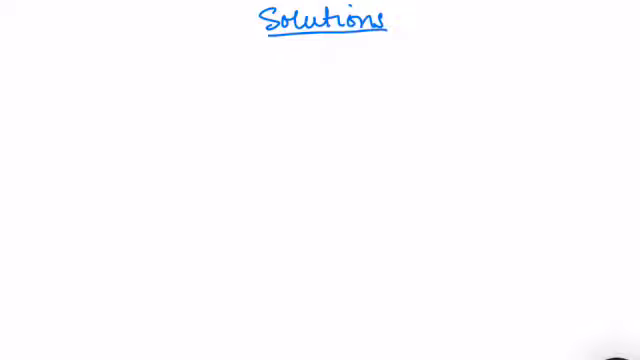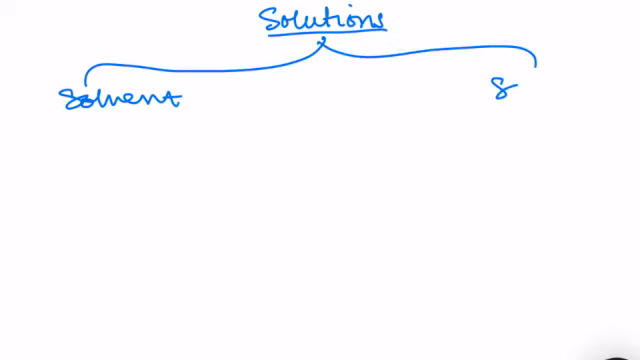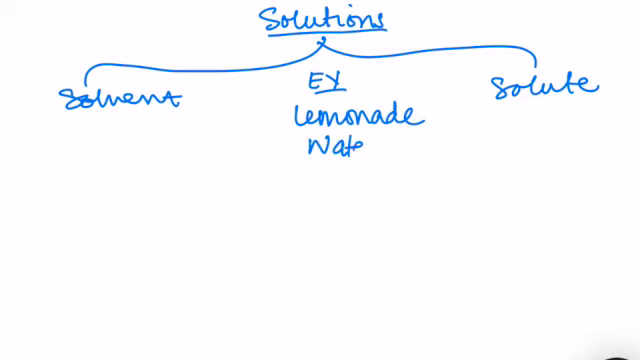Hello! In this video, we are going to be talking about solutions, acids, and bases, and we'll briefly talk about buffers. So, a solution is basically a mixture of a solvent and a solute. And when we're talking about mixtures, I want you to keep an example in mind. So, let's say our example is lemonade. And lemonade is made up of water, sugar, and lemon juice.